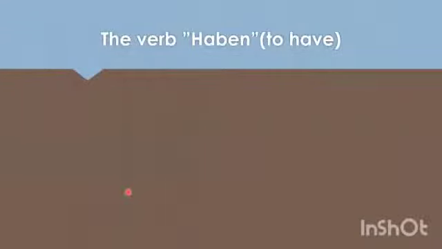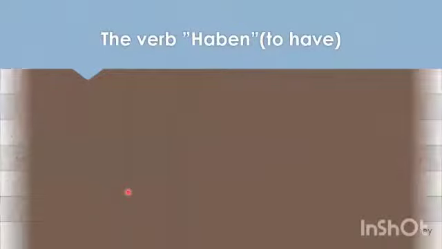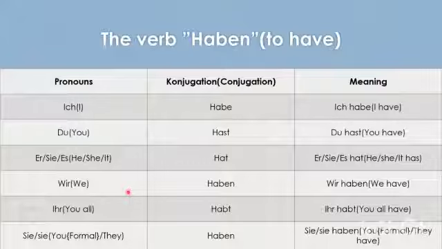The verb haben, which means to have. Now we will tell you the conjugation of the verb haben. Pronouns. Ich, that means I. The conjugation of ich is habe. And the meaning of ich habe is I have. Du, that means you. The conjugation used with du is hast. Du hast, which means you have.